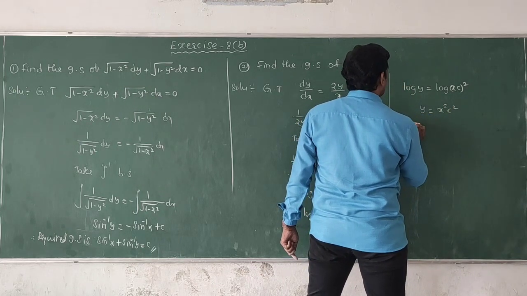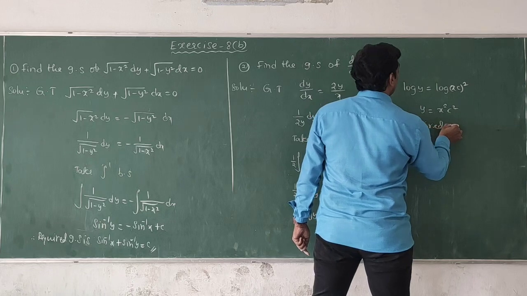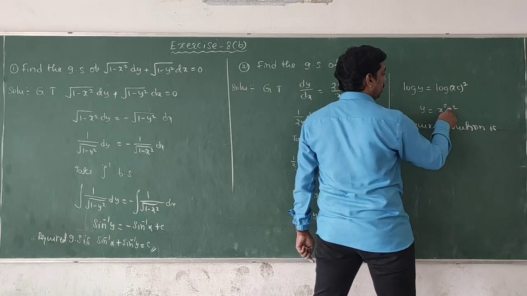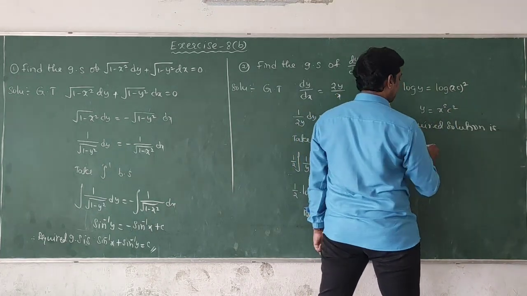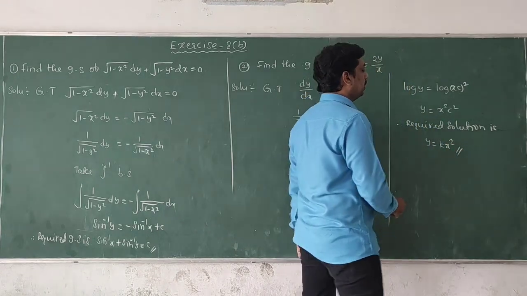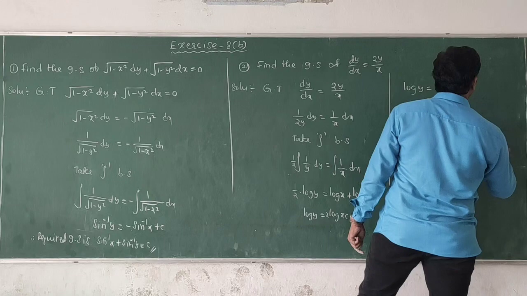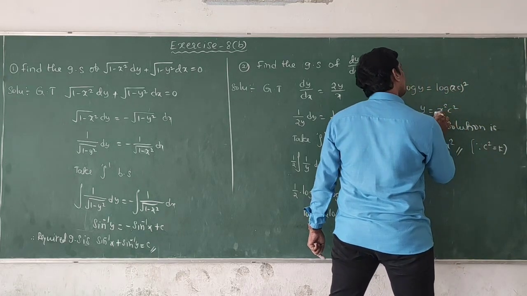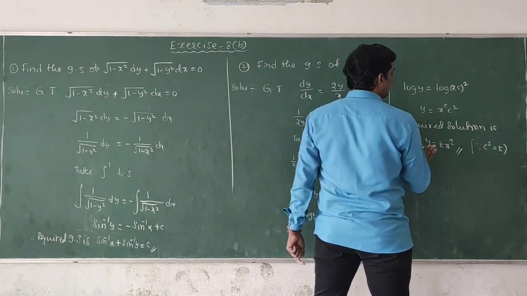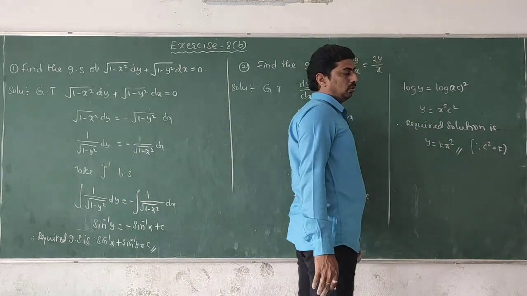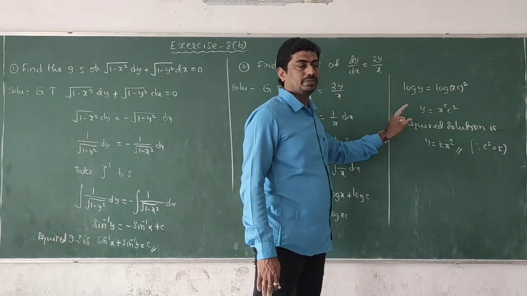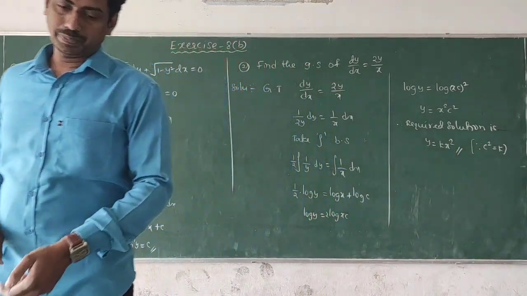Therefore the required solution is, here c square can be written as any constant, that's why y equals kx square, because here I am writing c square equal to k. No problem. If you write c square into x square, that is also right, but in simplified terms we write y equals kx square. Both are right answers. You may get full marks for this one. Okay, write down.